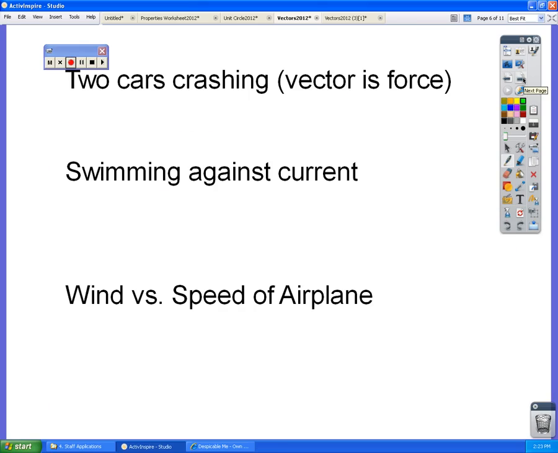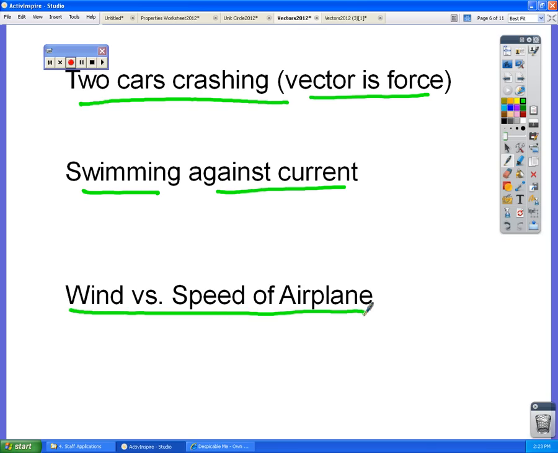So here are three examples of where you might find vectors. You could have two cars crashing into each other, because that's a way you could find out where the cars would end up, where the force would be, and how much force would be on the cars after they crash. Another is if you're swimming at a certain speed but going against the current. And last, anything in the air, especially things like hot air balloons or airplanes, where you have to factor in where the wind's going.